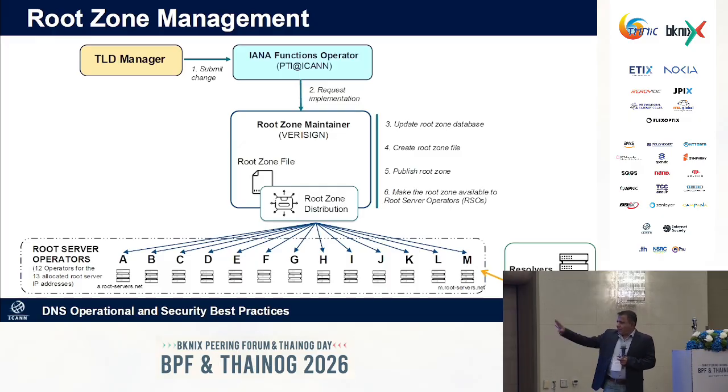And then after that, of course, the resolvers would talk to these root name servers and get this information. So that's how the root zone gets updated, and especially, as I said earlier, what you have to know, especially if you are a ccTLD operator, make sure that if you do any change to your ccTLD zone, that you send a change request to IANA so that IANA can also update the root zone, right?